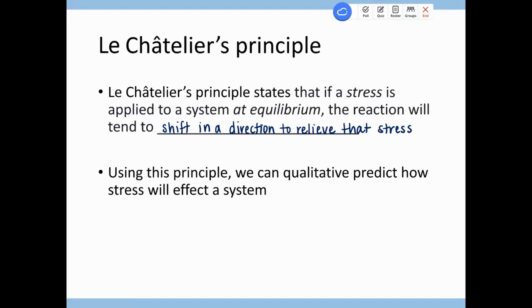So using this principle, we can qualitatively predict how stress will affect a system. Qualitative meaning we're not doing calculations. So we're not going to calculate exactly how much more product is produced, but we'll just say more product will be produced, or vice versa, if reactants are increasing in concentration.